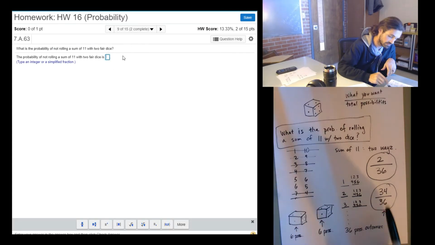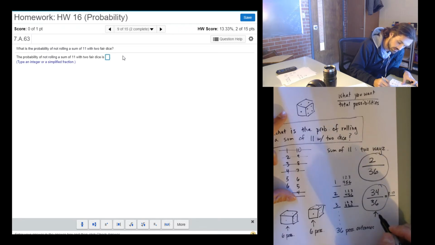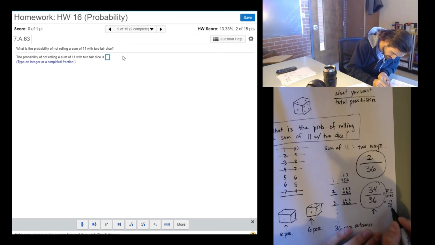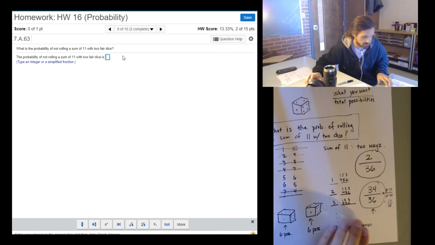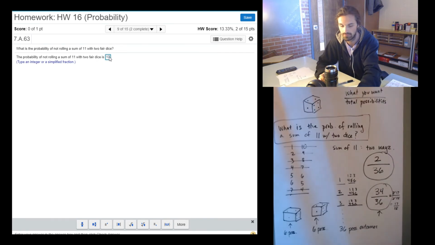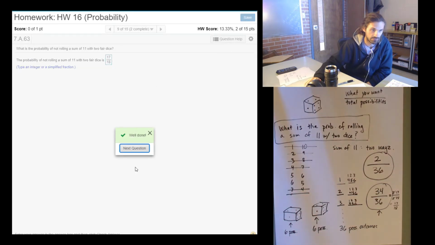So we need to simplify 34 over 36. Well, they're both divisible by 2. So that'd be 2 times 17 over 2 times 18. 2 downstairs, 2 upstairs gives me 17 over 18. 17 is prime, so that does not reduce. So 17 out of 18, or 17 over 18. Moment of truth. Hey, we got it. All right.